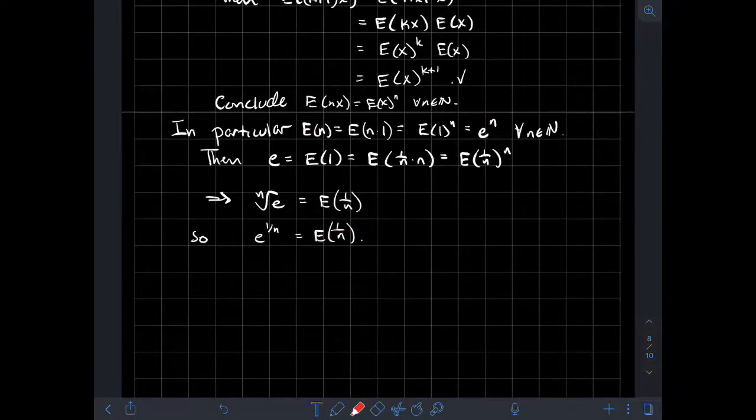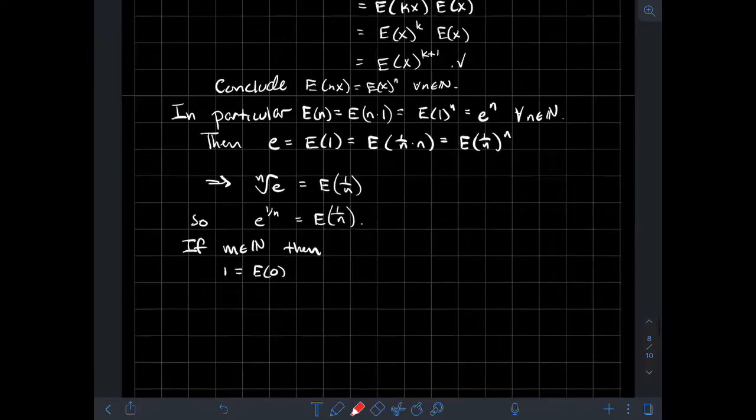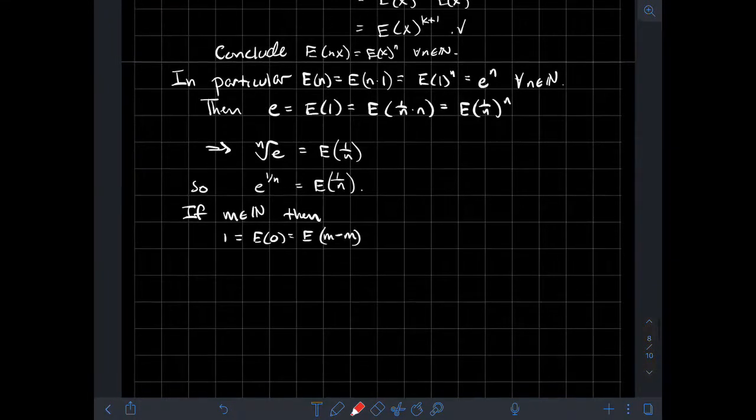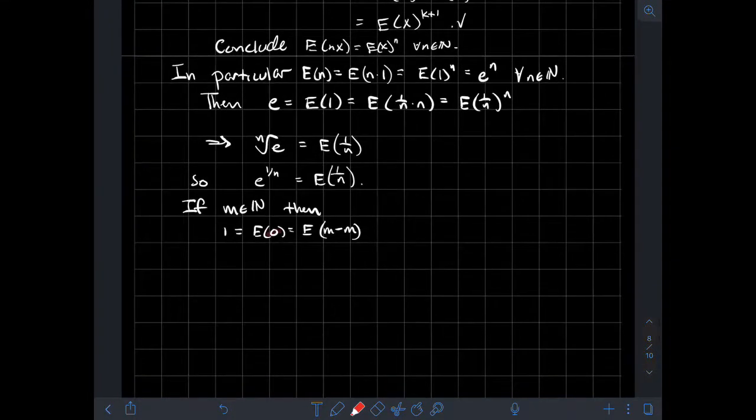So let me tell you about negative numbers. If m is a natural number, notice that 1 is E of 0. And 0, I could be sneaky and write as m minus m. And I'm going to use, again, my property of E here, that cool exponent rule that I know and love. I can split that as E of m times E of minus m. So 1 is equal to that stuff there. Why don't I divide by E of m? So that tells me that 1 over E of m is equal to what's left, E of minus m.